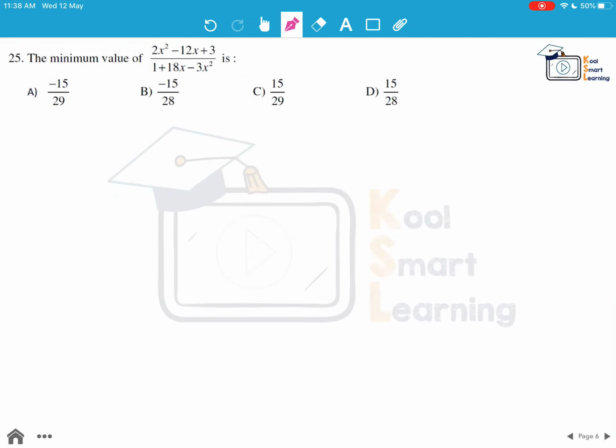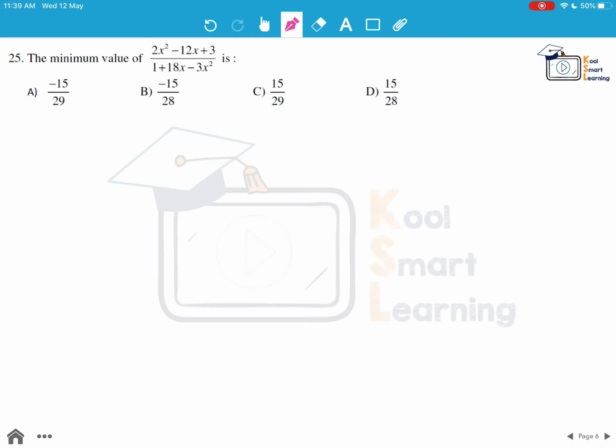Now moving to the last question of this session, we have to find the minimum value of the given expression. Now first of all, with this expression, we cannot directly find out what the minimum value will be, right? So we cannot be doing hit and trial for this. What we'll do is first try to simplify it as much as possible, right? So let's first try to get the numerator in terms of the denominator.